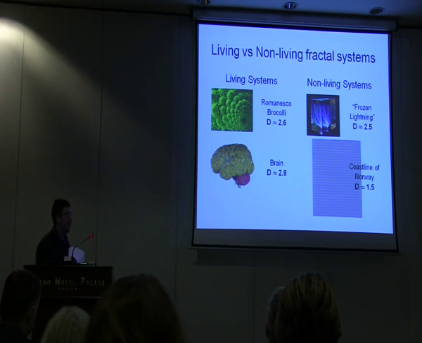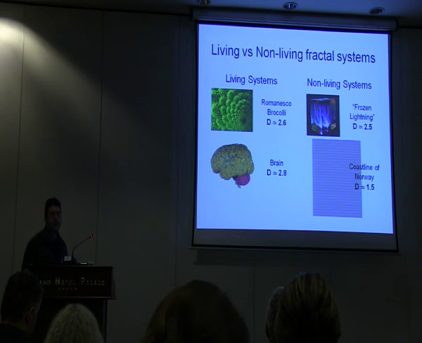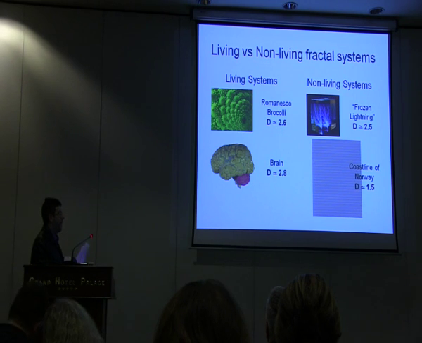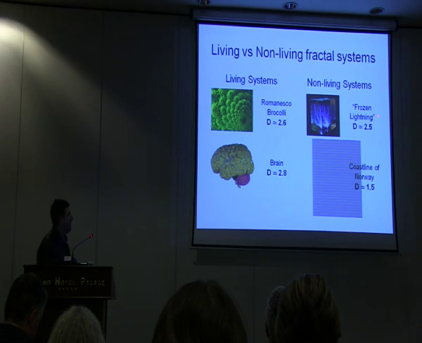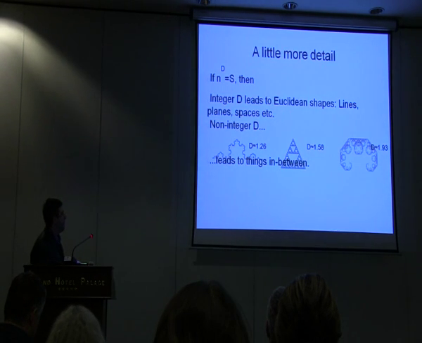Fractal properties can be exhibited by both living and non-living systems. For instance, a Romanesco broccoli has a fractal dimension of about 2.6, and the surface of the brain has a fractal dimension of about 2.8. The coastline of Norway has a fractal dimension of about 1.5, which means that it's more folded, it has more detail than the coastline of Great Britain. And frozen lightning, which is what happens when a block of insulator is subjected to a large electrical field, has a fractal dimension of about 2.5.